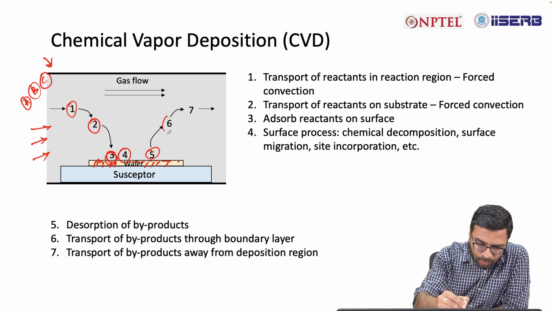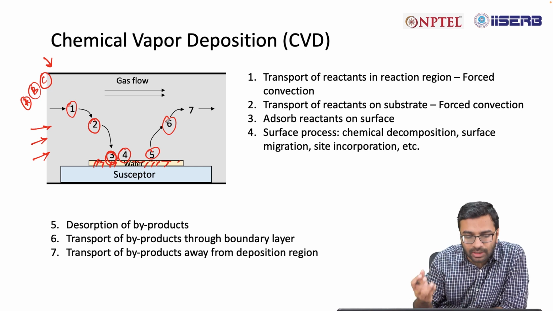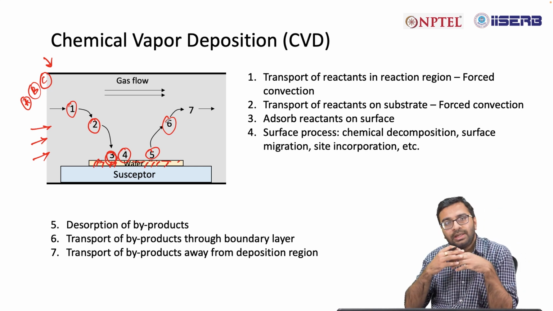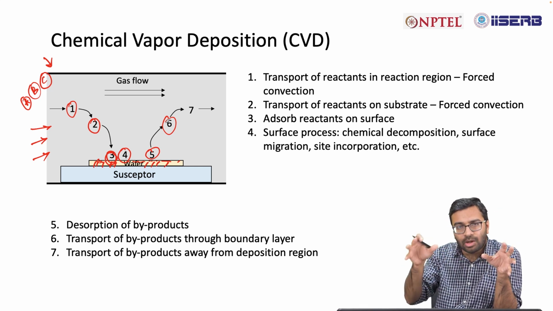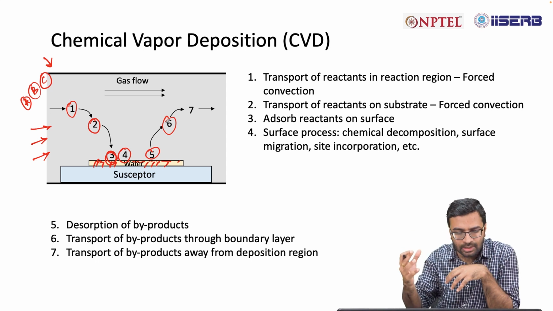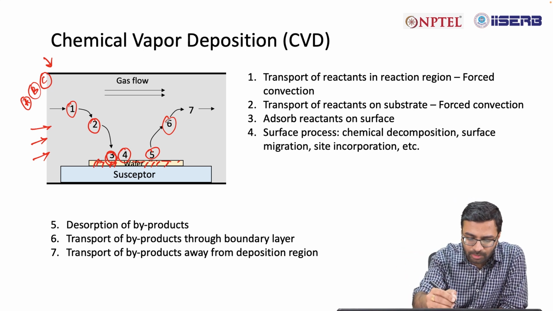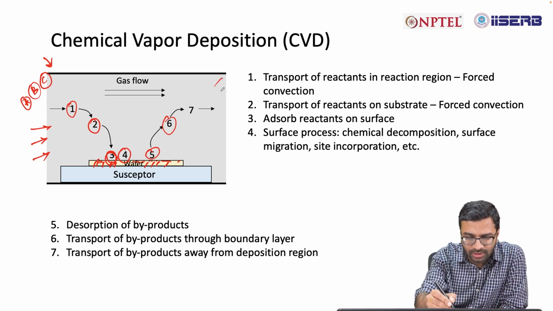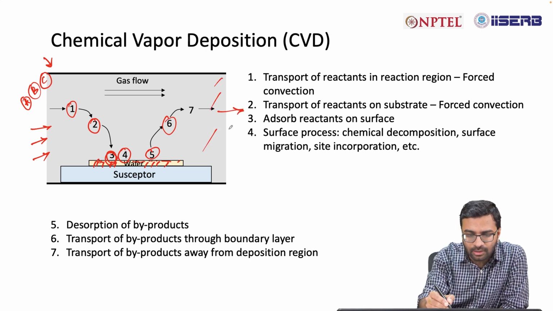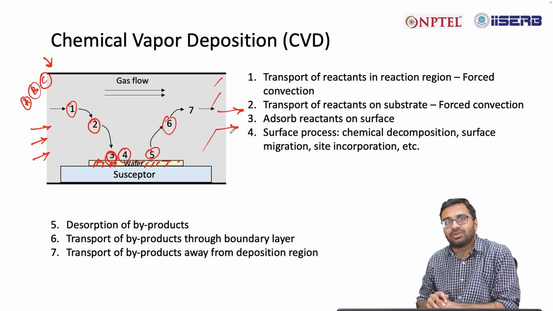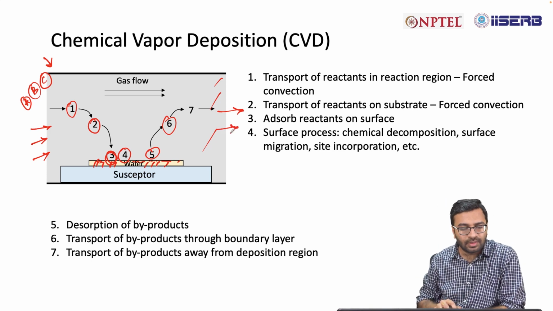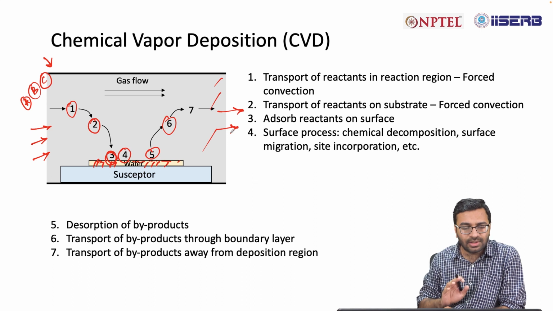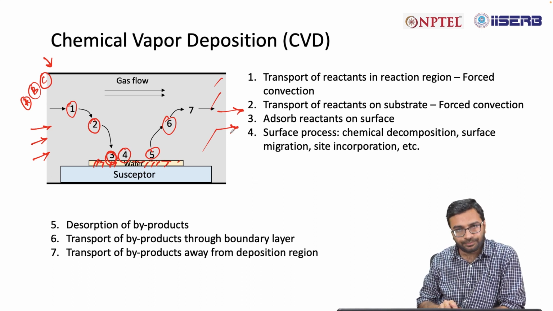Then transport of the byproducts through the boundary layer, that means it will slowly leave the boundary layer, that is the reaction region, and finally transport of the byproducts away from the deposition region. So this is the deposition region, this is the chamber, so it will go out of the chamber in the seventh stage. So these are the basic 7 stages associated with chemical vapor deposition.